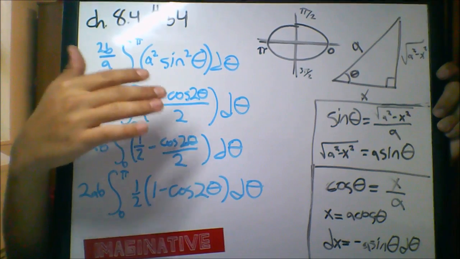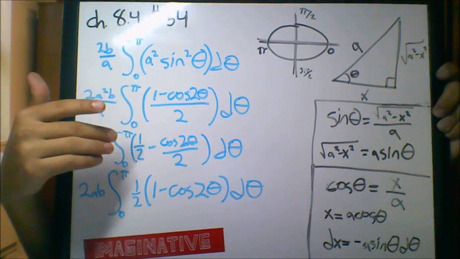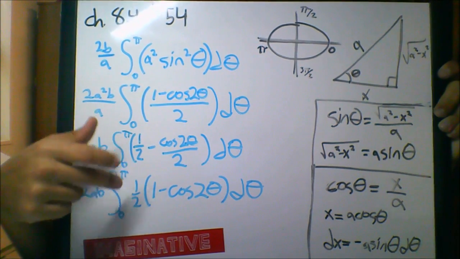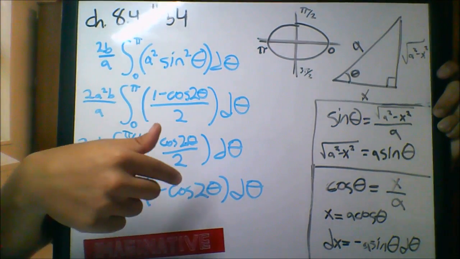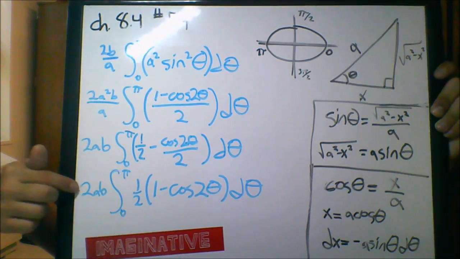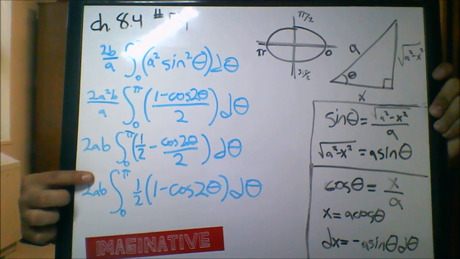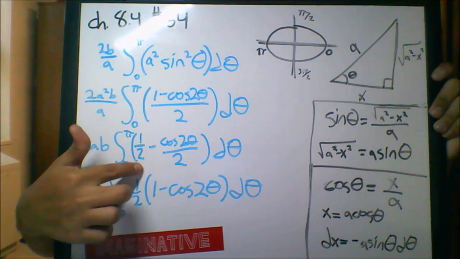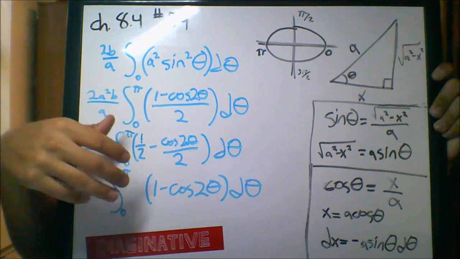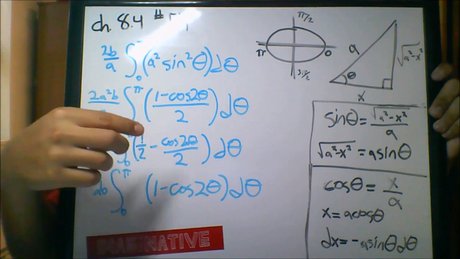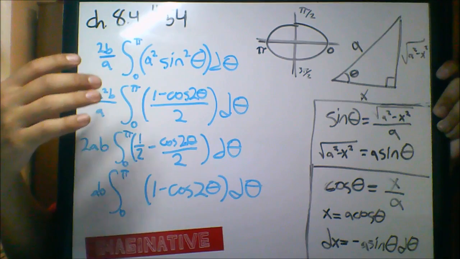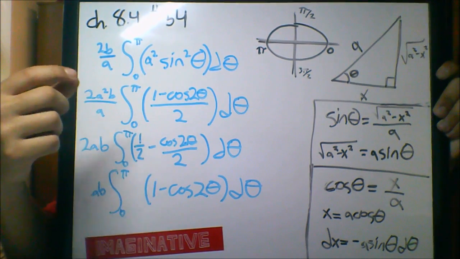By splitting up that fraction and then factoring out the 1/2, we can see that it's going to be 2ab times the integral from 0 to pi of 1/2 times 1 minus cosine 2 theta d theta. This 1/2 is also going to be taken out to the front, where we'll eventually just have ab times the integral. Now, since it's simplified enough, we can finally integrate the parts of this function and see that we should be getting the equation for the area of an ellipse.